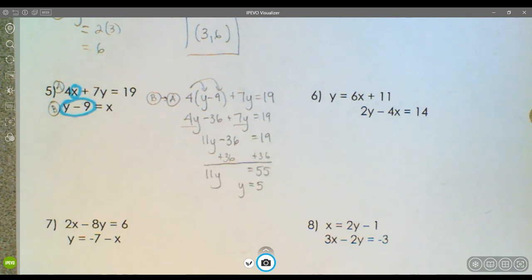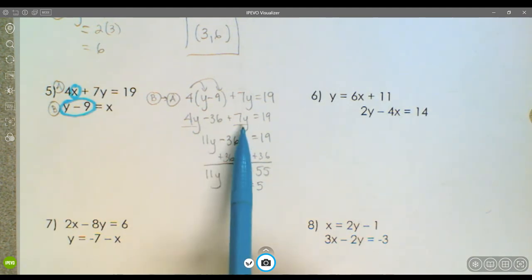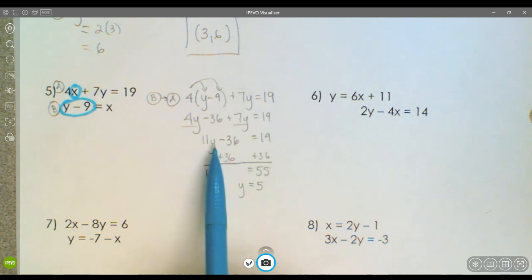So guess what else is so cool here? Not only am I teaching you substitution, but I'm reteaching solving equations that have like terms, solving 2-step equations, solving 1-step equations. It's like a kitchen sink problem. It's got a little bit of everything.